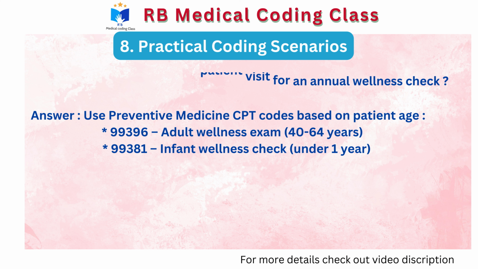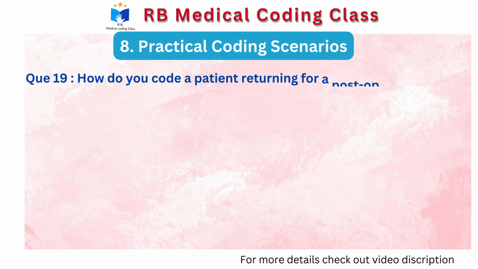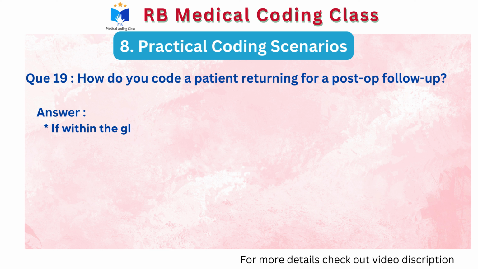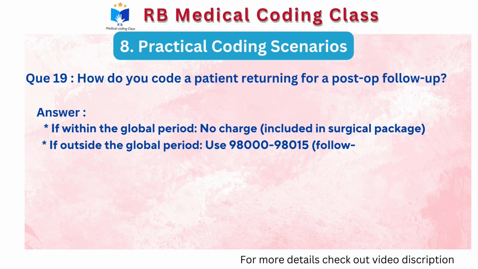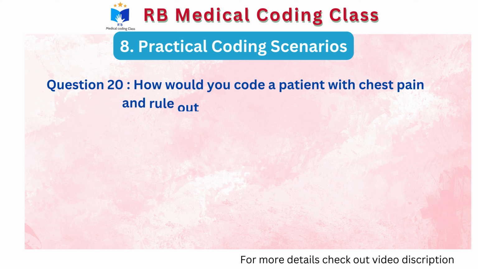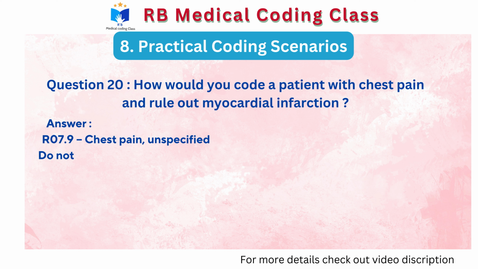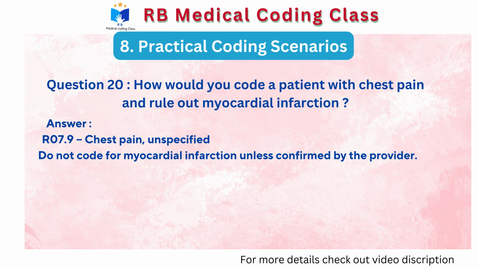Question 19. How do you code a patient returning for a post-op follow-up? Answer. If within the global period, no charge, included in surgical package. If outside the global period, use 99212-99215 follow-up visit codes. Question 20. How would you code a patient with chest pain and rule out myocardial infarction? Answer. R07.9 chest pain, unspecified. Do not code for myocardial infarction unless confirmed by the provider.